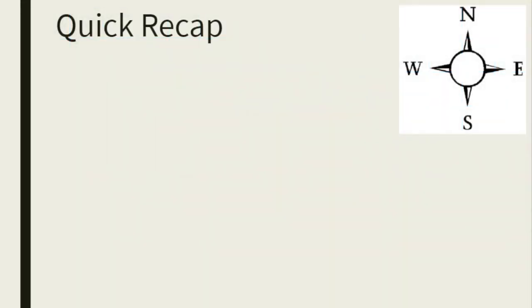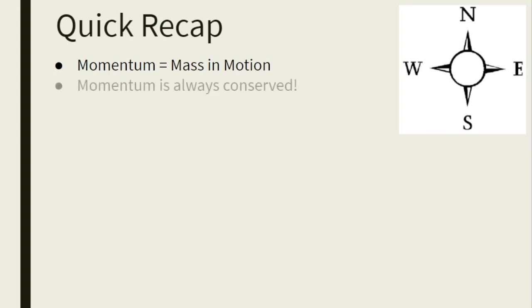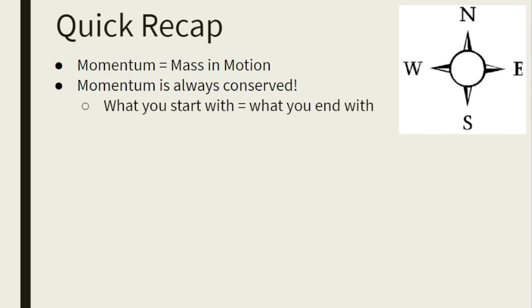Alrighty guys, we made it to the end, so let's just go ahead and recap what we talked about. First things first, momentum is just mass in motion. Alright, if you are not moving, you do not have momentum. Momentum is always conserved. So whatever we start with is what we end with. Elastic collisions means that we bounce off. And like we said before, we start with two objects, we end with two objects.